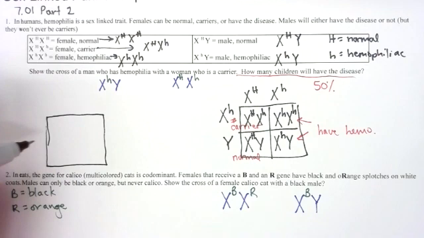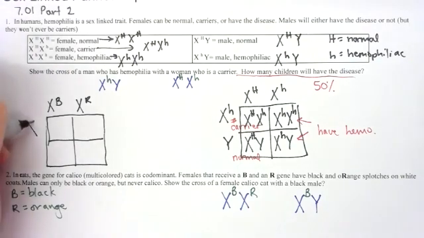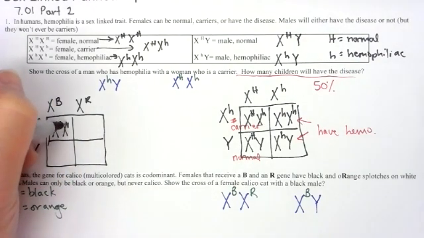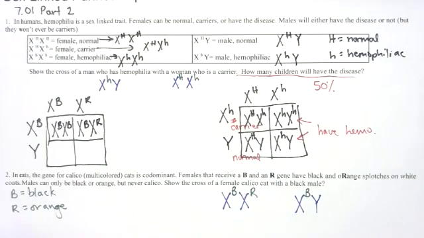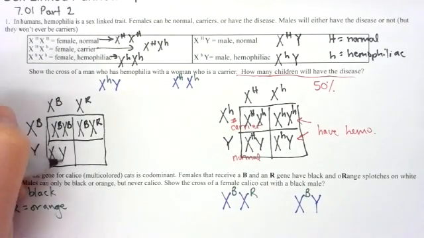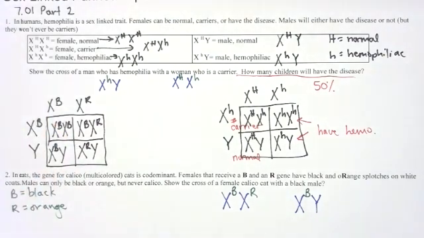My box. I'm going to put the female along the top. She's going to be X capital B, X capital R, and our dad is X capital B, Y. So we're going to go X capital B, X capital B, X capital B, X capital R. Now we've got boys, XY black, XY R. So this just says show the cross. So let's talk about our results here.